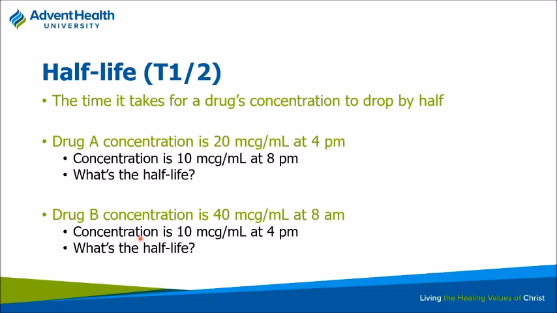Now, what if, for instance, we have drug B with a concentration of 40 micrograms per ml at 8 a.m., and then now it's 4 p.m., and the concentration is 10 micrograms per ml. What's the half-life? Is it 8? It's actually 4, right? So look at this, right? 8 hours have passed. How many half-lives have occurred here? 2, right? Because again, the initial half-life, 40 to 20, and then 20 to 10, right? So again, it's still a 4-hour half-life.